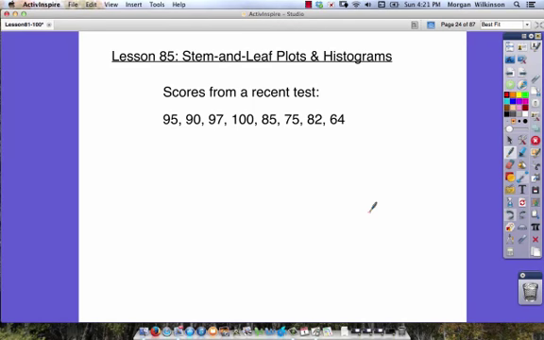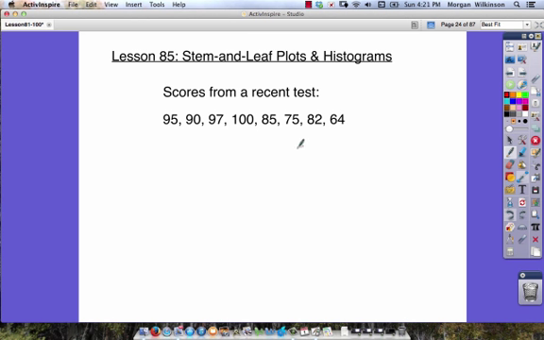Lesson number 85 is about stem and leaf plots and histograms. Now here we have scores from a recent test, and this was not from your class. There's obviously not enough people in this class, but these scores from the recent test: 95, 90, 97, 100, 85, 75, 82, and 64. You can see we've got lots of high grades, a couple middle grades, and then a low grade in here.